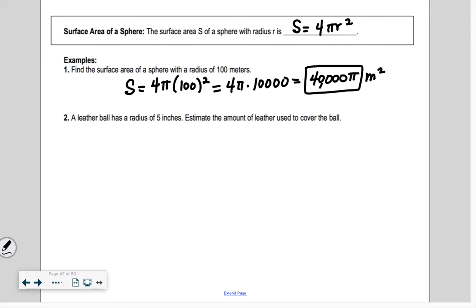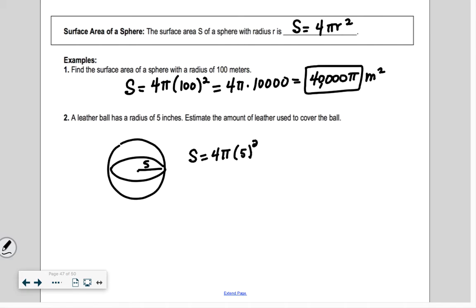All right, so a leather ball has a radius of 5 inches. Estimate the amount of leather used to cover the ball. Okay, so we have some kind of leather ball. It has a radius of 5 inches. So our surface area is 4 pi 5 squared. It ends up being 25 times 4, which is 100 pi inches squared. Easy enough? Do the 5 squared first, and multiply by 4. 4 quarters is $1, right?